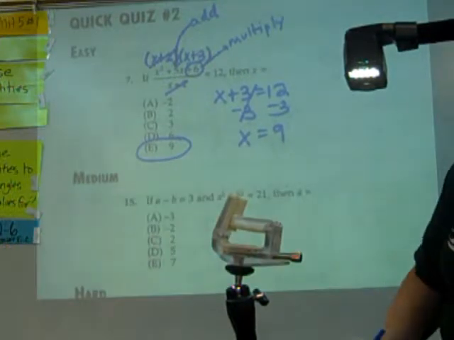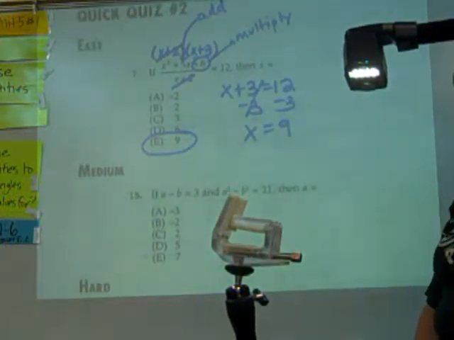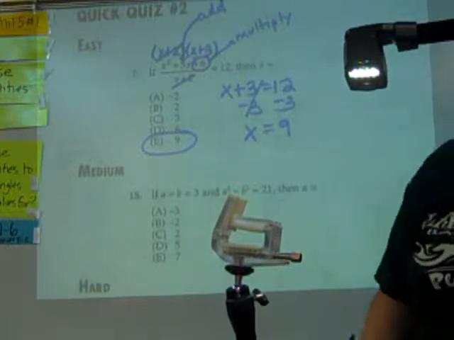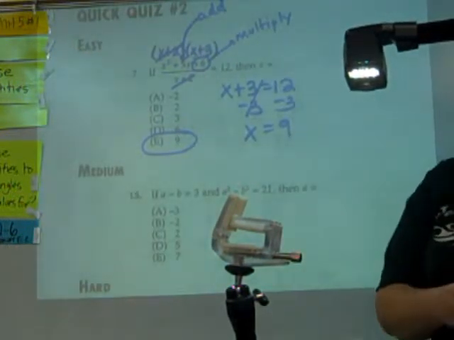Yeah, I just plug it in. Did you plug them in? That works too. In fact, you can type into y equals on your calculator. You could type in this equation.